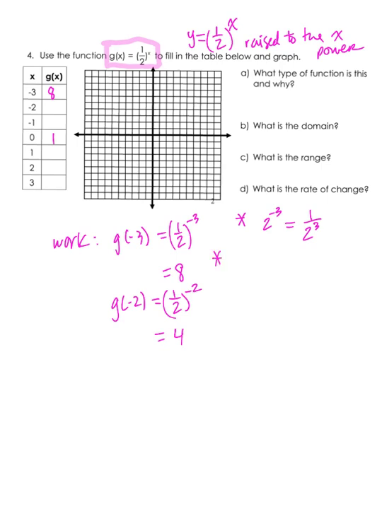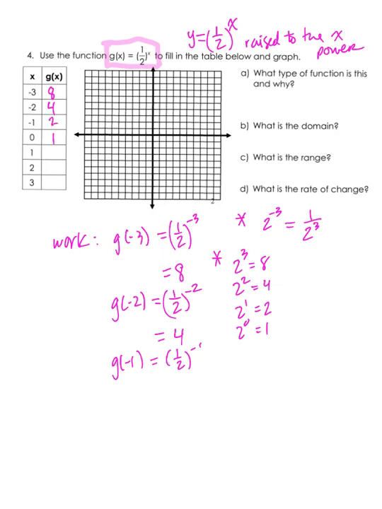Ooh. 2 to the third power equals 8. 2 to the second power equals 4. 2 to the first power equals 2. 2 to the 0 power equals 1. True statement. So these numbers I'm actually going to see in my table. So g of negative 1, 1/2 to the negative first power, is actually positive 2.